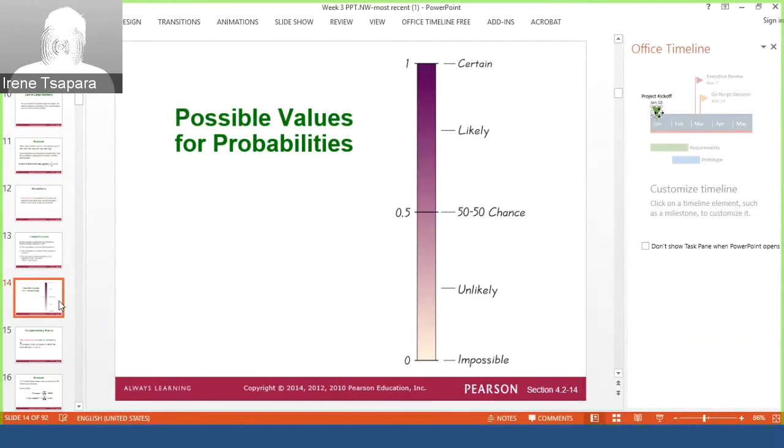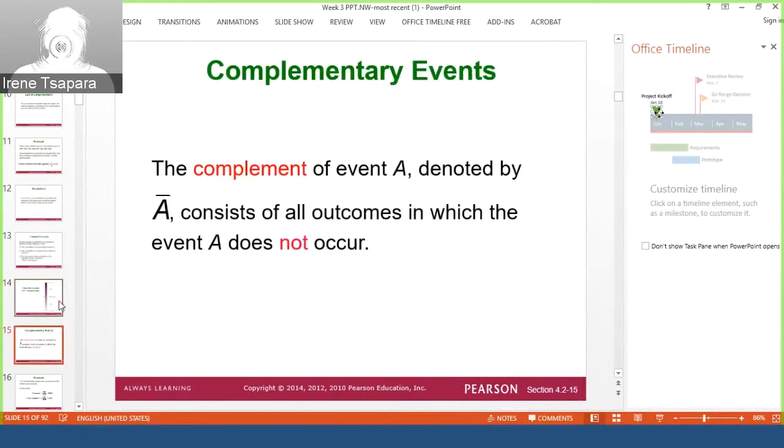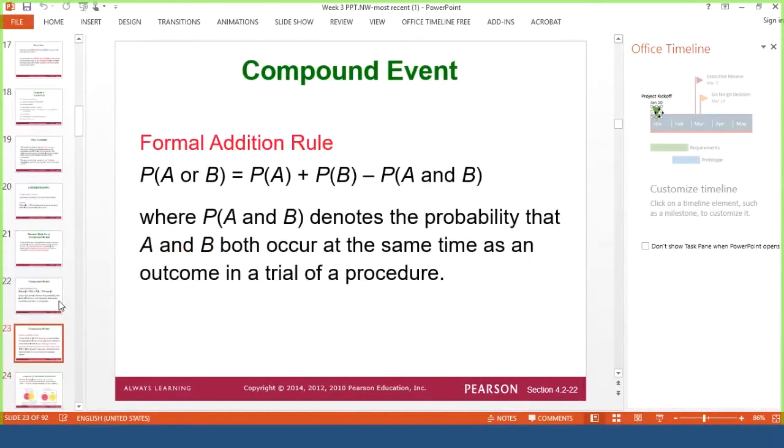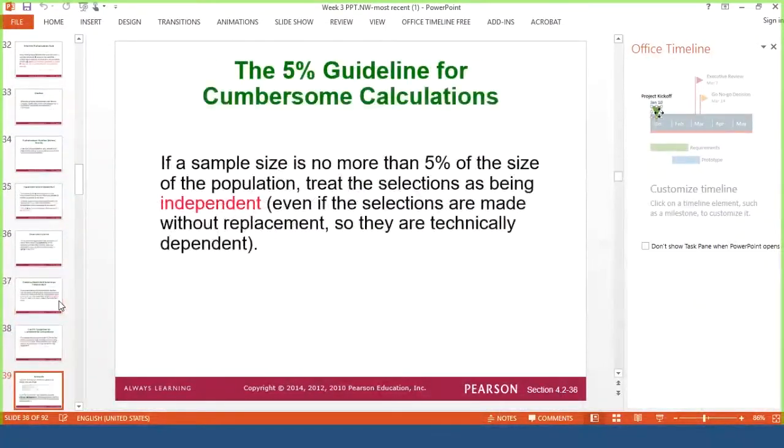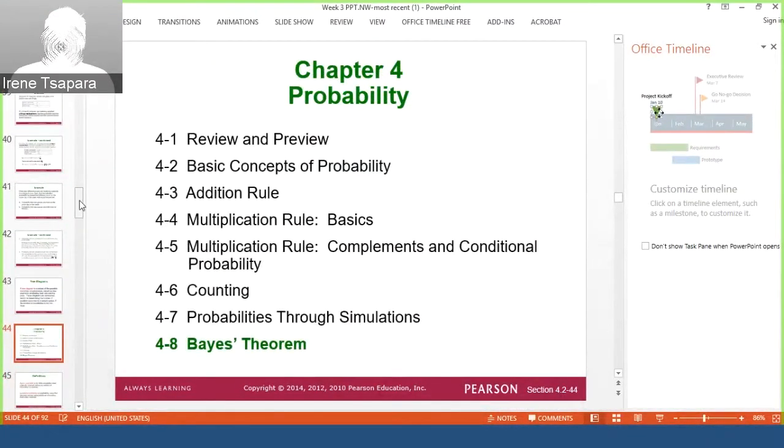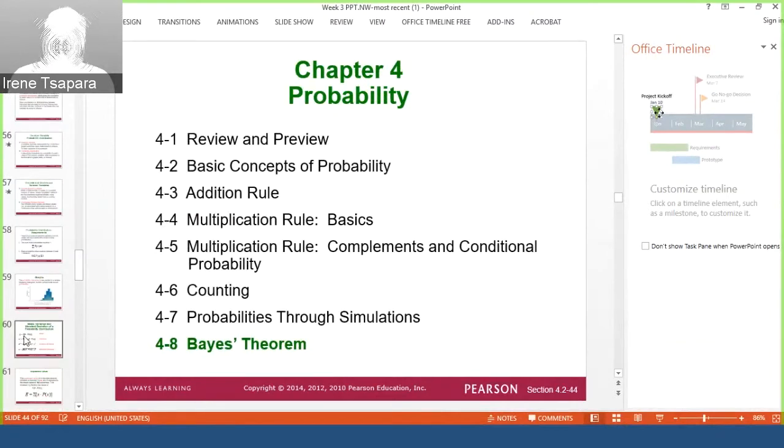Okay. Let me see if I have the binomial distributions along with everything else here.